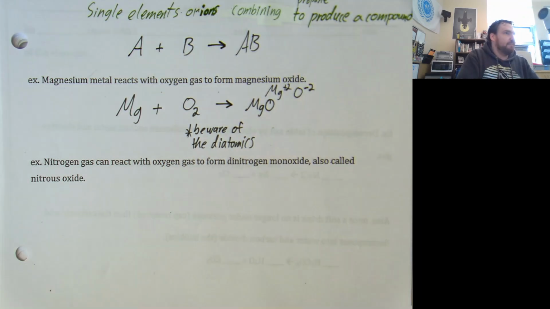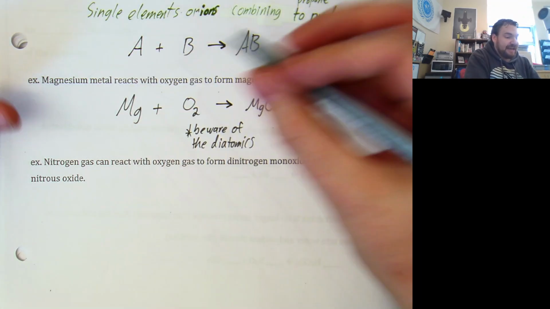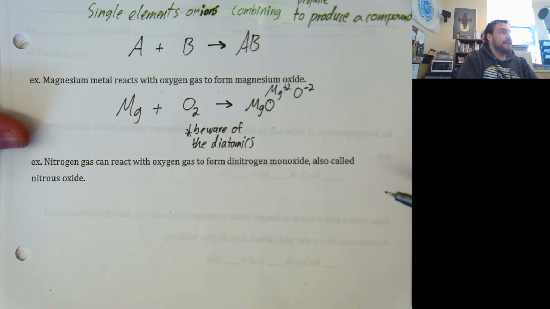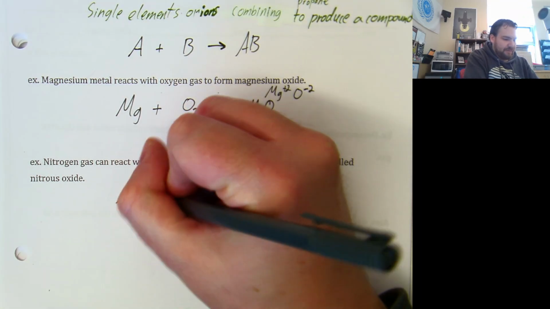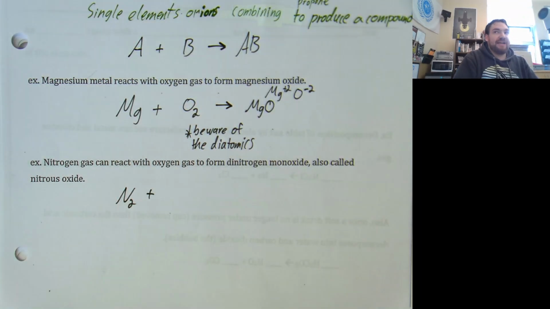So nitrous oxide is created through the reaction of oxygen gas and nitrogen gas. Let's do the chemical reaction. Nitrogen gas has what formula? It's N2. Nitrogen is one of the diatomics. It reacts with oxygen gas. The formula for oxygen gas is O2.